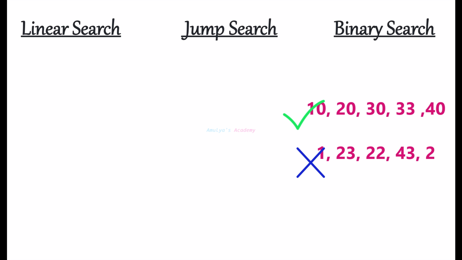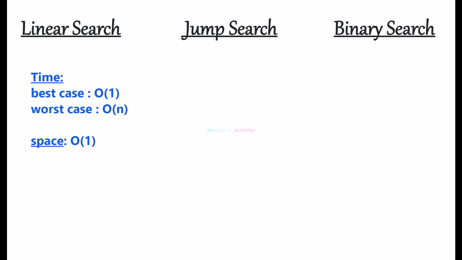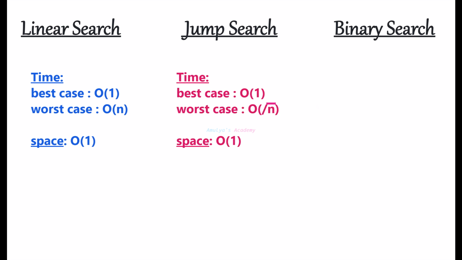And next, let's talk about time and space complexity. For linear search, worst case time complexity is big O of n, best case is big O of 1, and space complexity is big O of 1. For jump search algorithm, worst case time complexity is big O of square root of n, and best case is big O of 1, and space complexity is big O of 1.